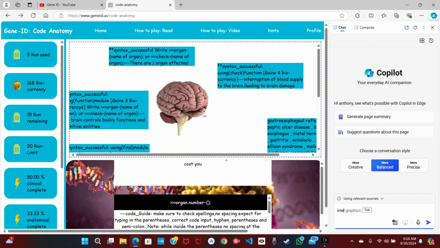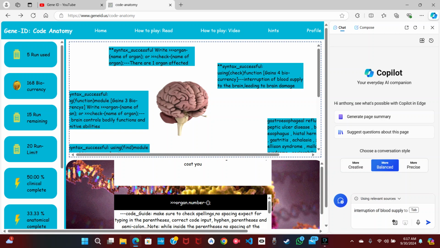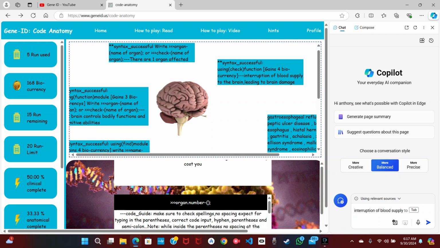Let me just type interruption of blood supply. Interruption of blood supply. It could be cholesterol. I don't know. Because it says here, oh yeah, it could be cholesterol.